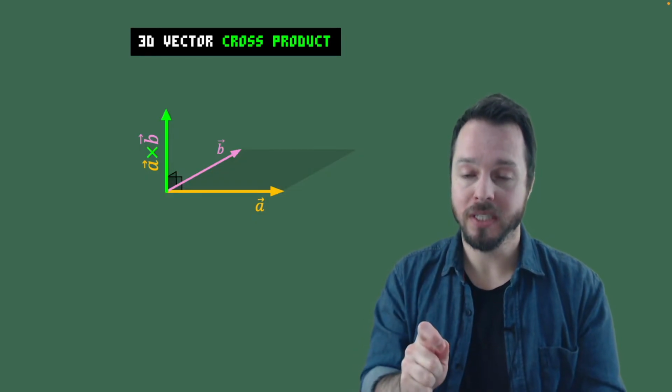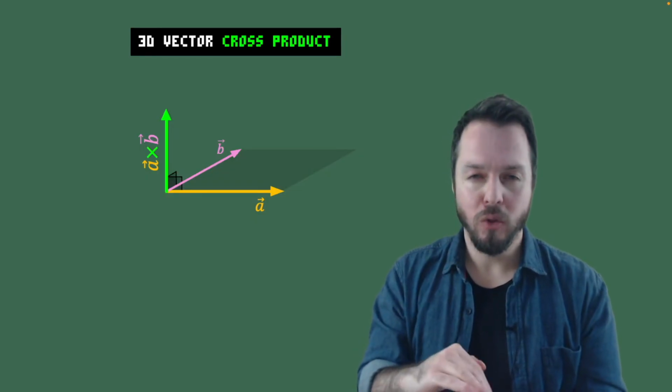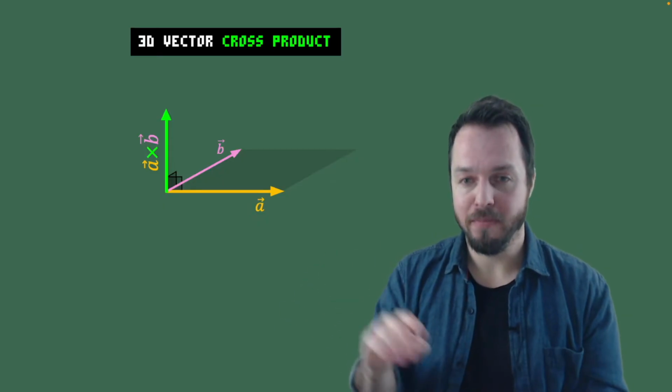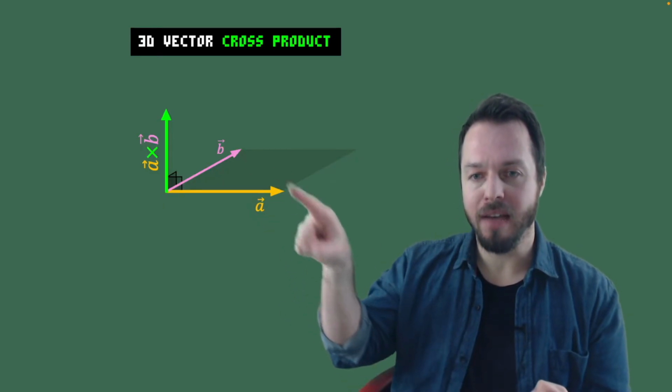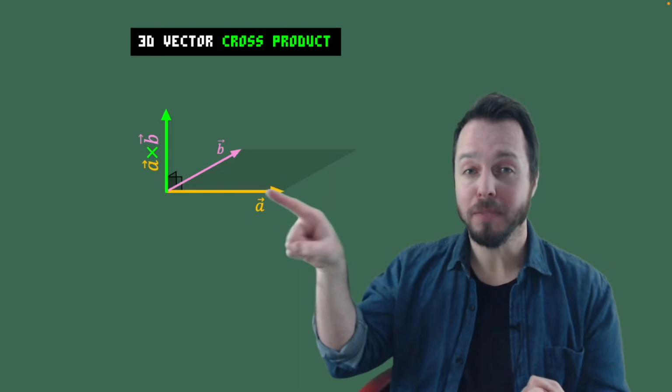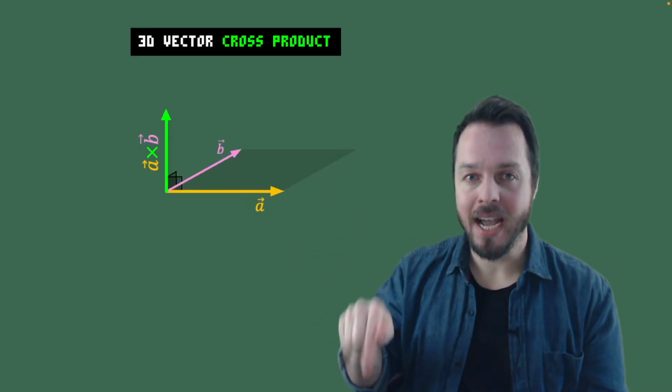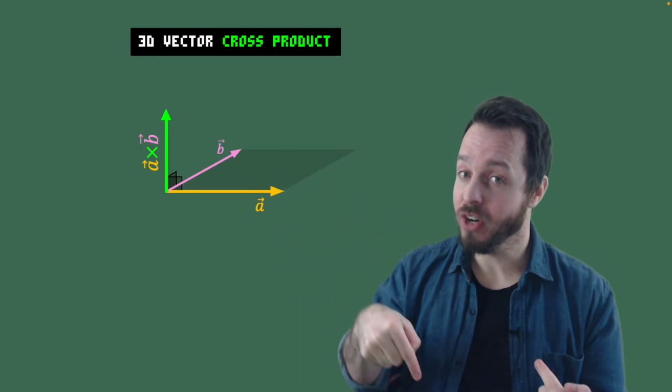And this is going to help us with the idea of how we determine if something is to the right or to the left. Because depending on whether B is to the left or to the right of A, that cross product is going to change its sign and magnitude. It's going to become positive or negative.